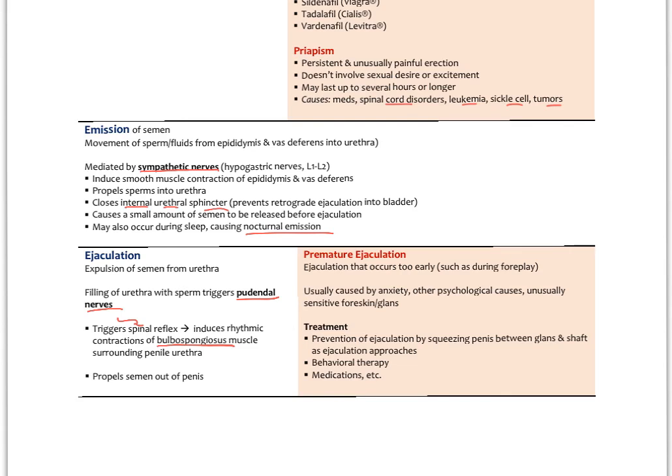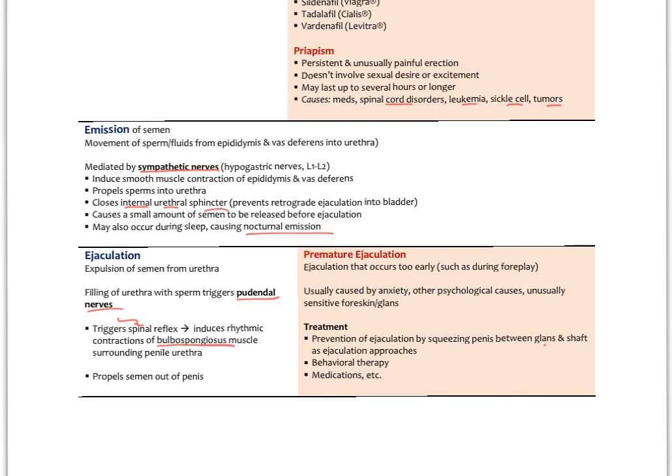Premature ejaculation is ejaculation that occurs too early, such as during foreplay, usually triggered by psychological factors, anxiety, but it could also be a very hypersensitive foreskin or glans penis. One treatment suggestion is to pinch the urethra closed between the glans penis and the shaft as the ejaculation approaches. That can sort of retrain the nerves to not fire quite as quickly. There's different behavioral therapy, relaxation therapy, and then potentially medications to treat this as well. So that is the process of erection and ejaculation.